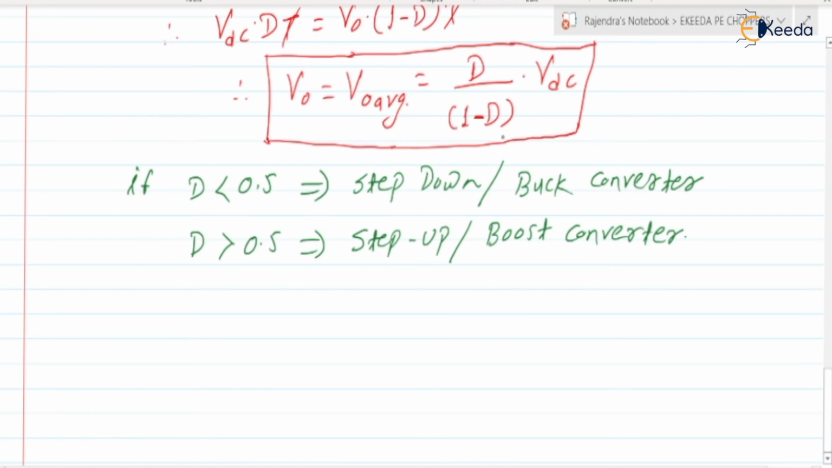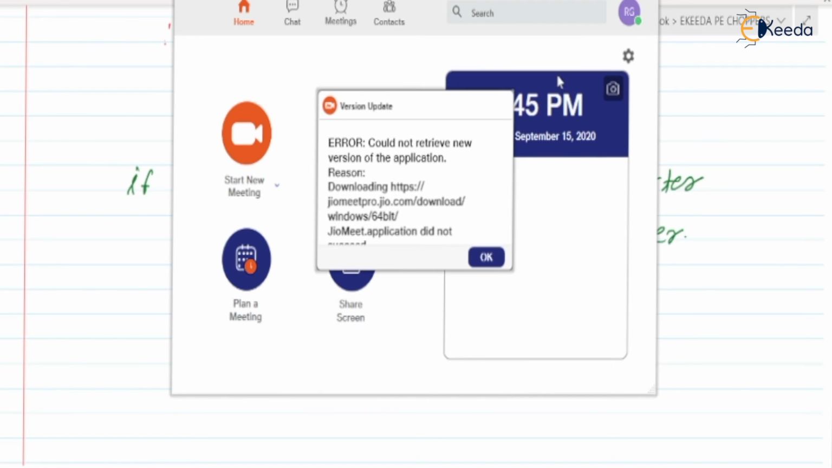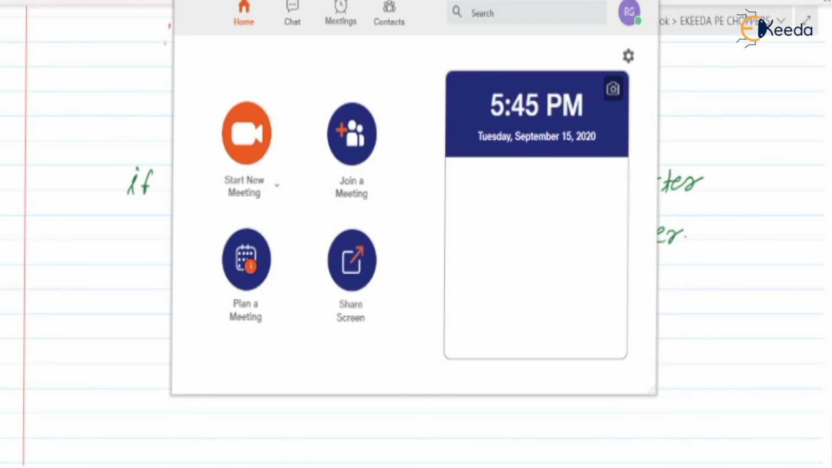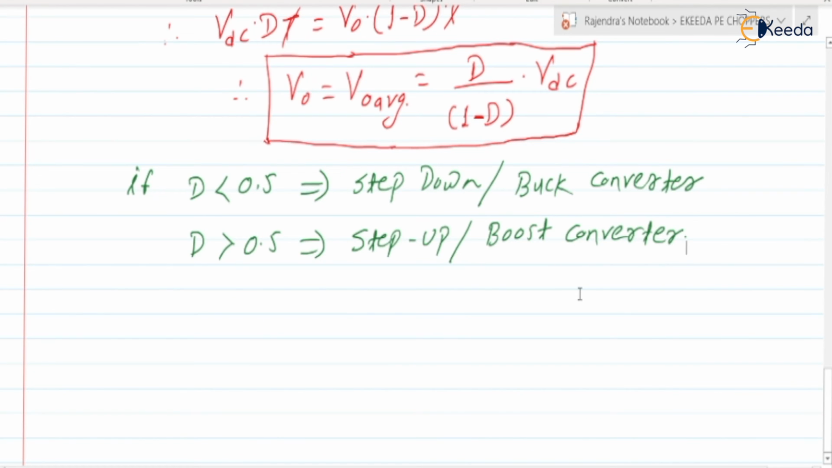Next important thing: if d is equal to 1, that is, if duty cycle is equal to 1, then what will happen? From this expression we can write it as 1 upon 1 minus 1 into VDC, but 1 upon 1 minus 1 means infinity. This is only mathematically true, but if you check the practical approach, if d is equal to 1 means what? The off time is 0, right?